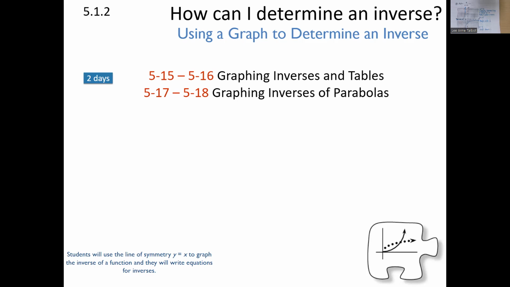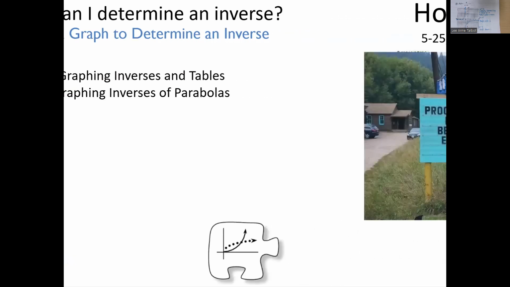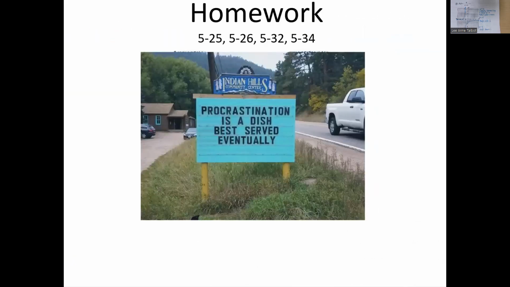Just so you know, I didn't plan that for homecoming. It's really just because of the CPT time. I'm not that nice. I'm not mean either. It's only 4 problems. Okay. Homework is 25, 26, 32, and 34. And here's my joke. It says procrastination is a dish best served eventually. It's true. It is a dish best served eventually.